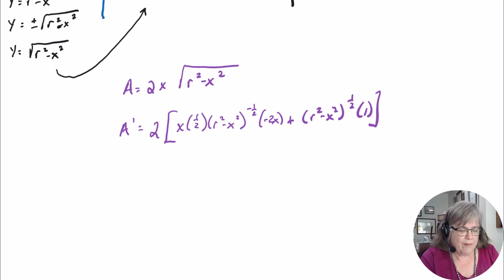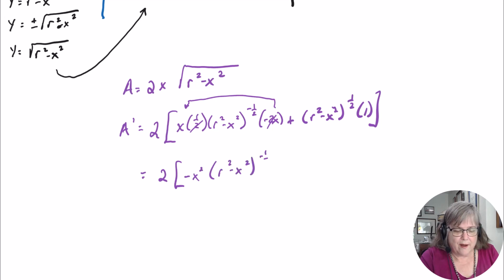All right. So this is 2. Now, this 1/2 and this 2 cancel each other out, right? And this x and this x can be combined. So you'd have minus x squared times (r squared minus x squared) to the negative 1/2 plus (r squared minus x squared) to the positive 1/2.